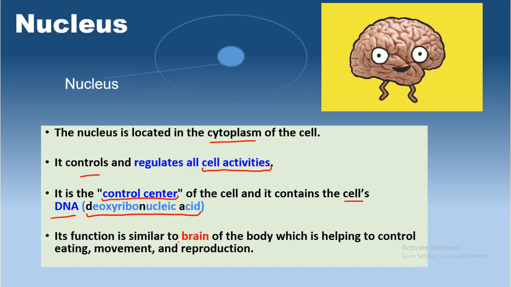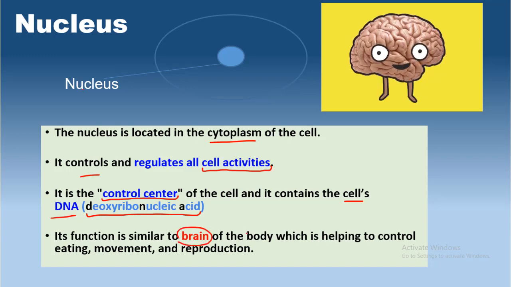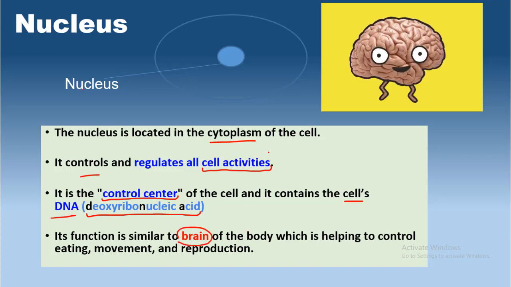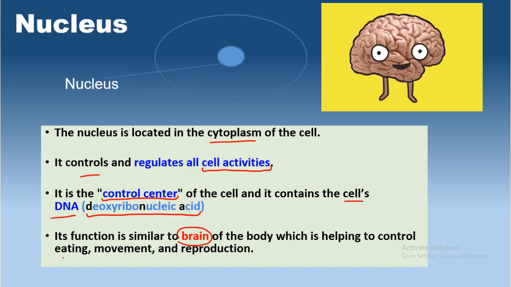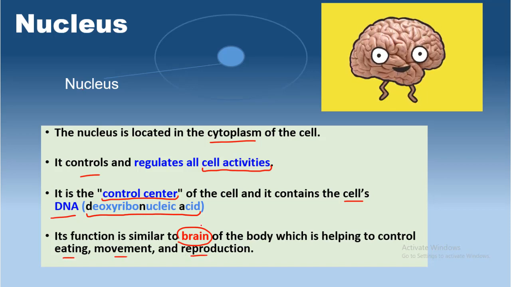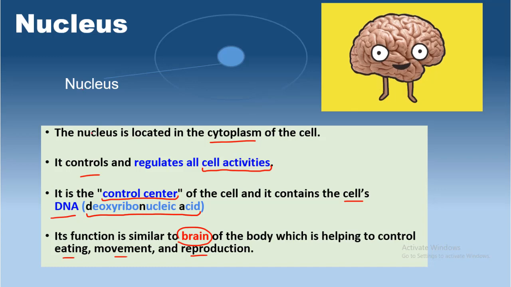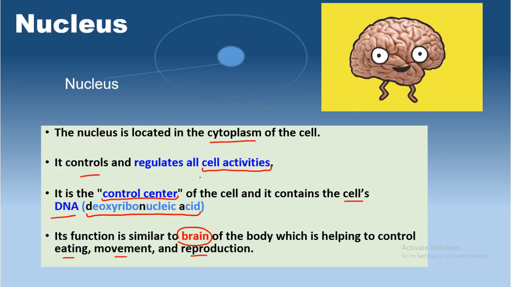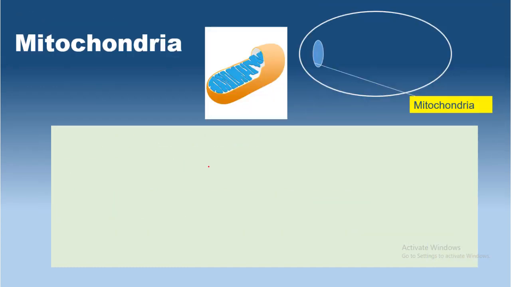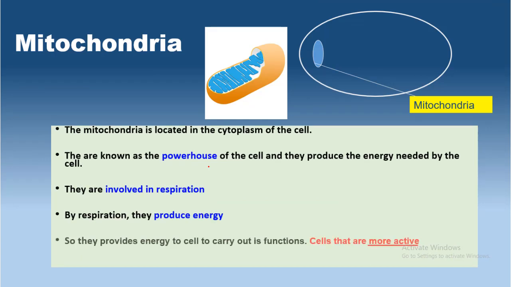Its function is similar to brain. What's the function of brain? It controls all movements of your body and your eating, your movement and reproduction. In the same way, the nucleus of the cell also controls all of its functions. Then we have another organelle, mitochondria. The mitochondria is also located in the cytoplasm of the cell. This entire part has cytoplasm and mitochondria is present in it. This is known as powerhouse of the cell.